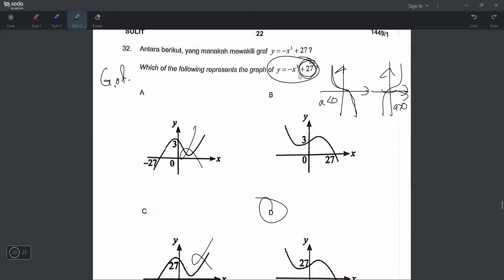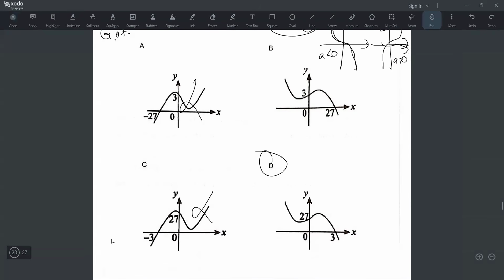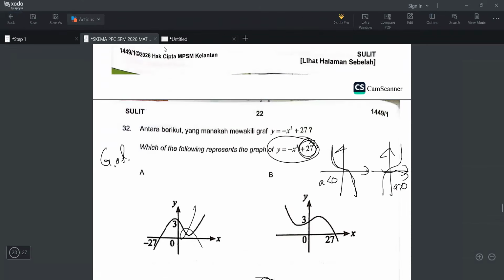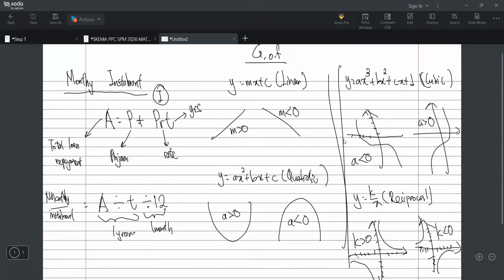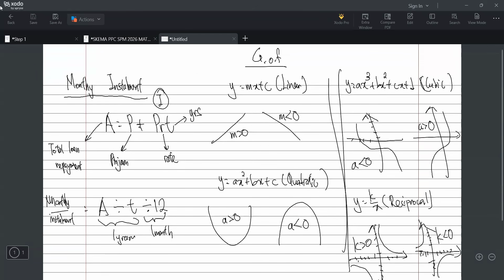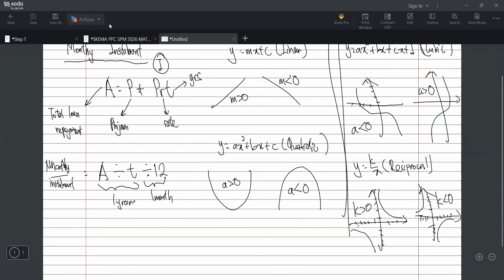So the 27 is the C value. And we all know C is the y-intercept. So B cannot be the answer because for B, the y-intercept is 3. Yeah, so that's why. All right, hope you get it. And if you want to write this down, you feel free to pause the video here. And if you think it's useful for you, you can write it down if you want.